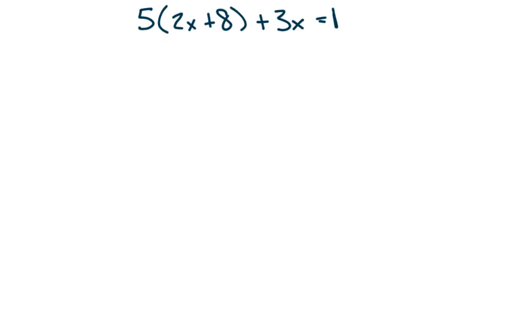Because this is a single variable equation, what I've got here is a couple of x's and some things to distribute. I'm going to start off by distributing the 5 into my set of parentheses. That just means multiplying that 5 by each thing inside the parentheses. So 5 times 2x gives me 10x, and then 5 times 8 gives me 40. I still have this plus 3x, and it is equal to 1. And again, all of what we do when solving single variable equations is heading in the direction of ending up with x by itself.